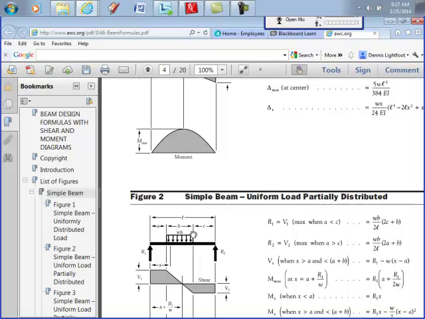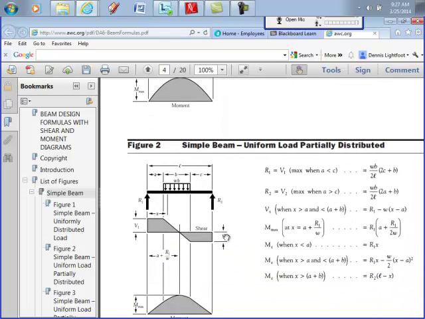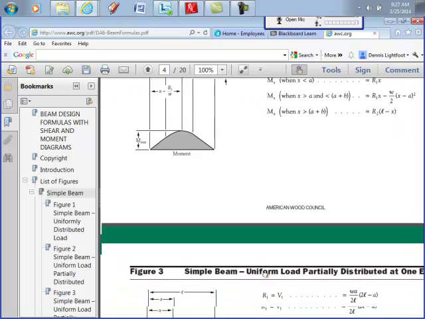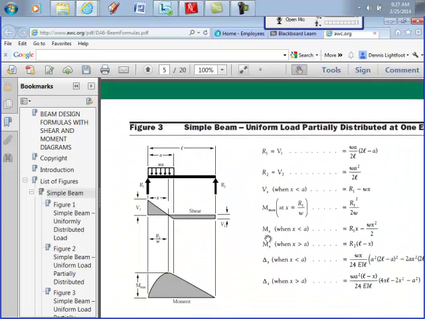What if it's only a partially uniformly distributed load? Well then, based on the parameters of the problem, we can still figure out what the maximum moment is and where it is. We can figure out the moment as a function of x. We can calculate shear as a function of x, where the maximum shear is. These are all for simple beams. There are also ones for overhang beams and cantilevered beams.